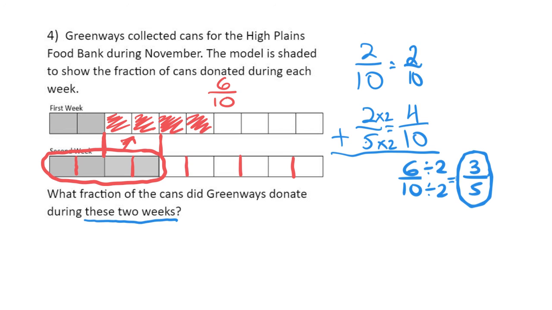And again, just like on the other way of doing this, I need to simplify. Divide by 2, and I get 3/5 yet again. So either way, using the model or doing the regular math, you get the same answer.